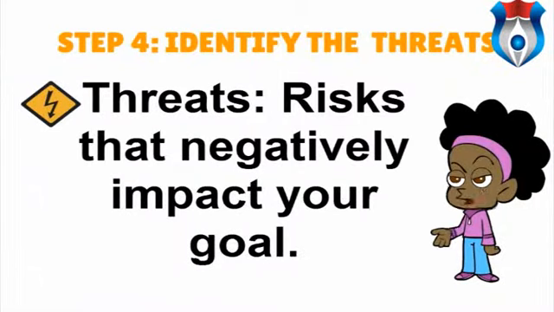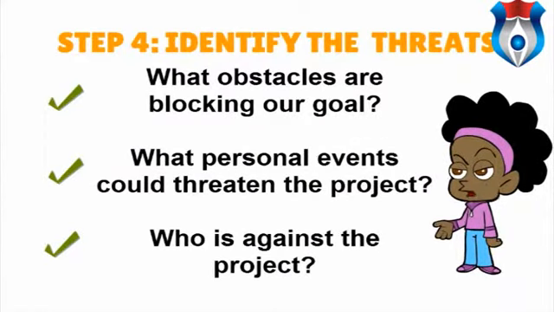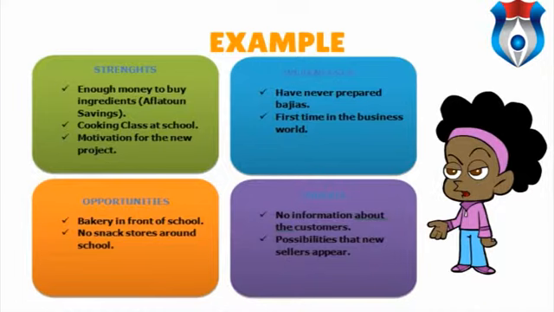Step 4. Identify the threats. Threats are the risks that negatively impact your goal. What obstacles are blocking our goal? What personal events could threaten the project? Who is against the project? Here you have an example. A group of students in Mozambique wants to start a business selling bhajiyas, beans with flour.